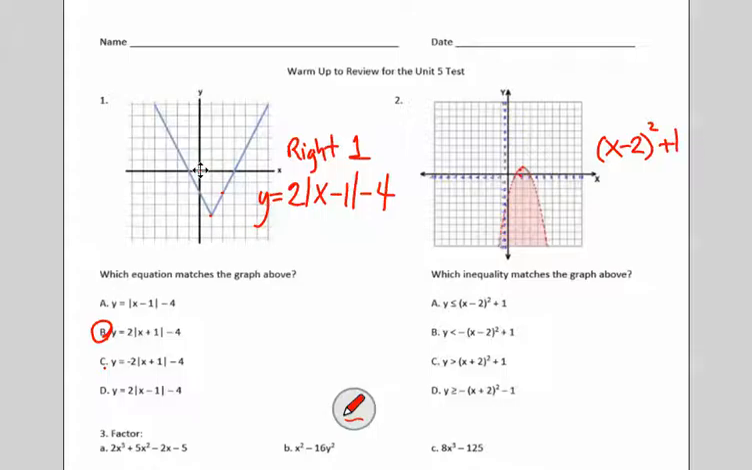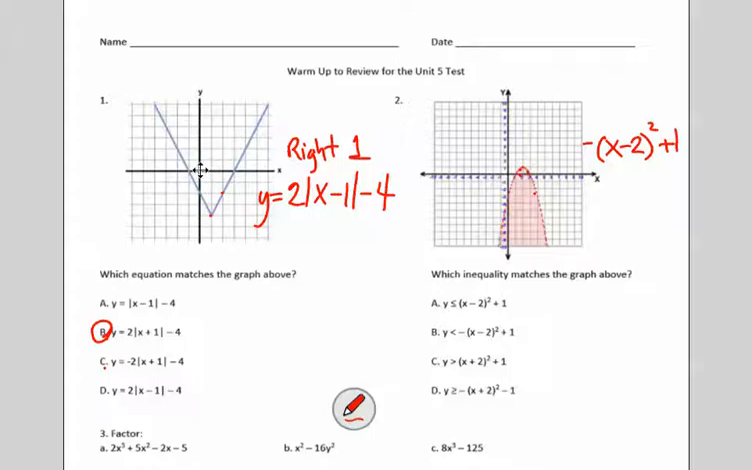Your parabola does not seem to have a stretch because from the vertex it's going over 1, down 1, and over 2, down 4, as you would expect. Over 1, down 1, over 2, down 4. But the fact that it's opening down means that you should have a negative in front.